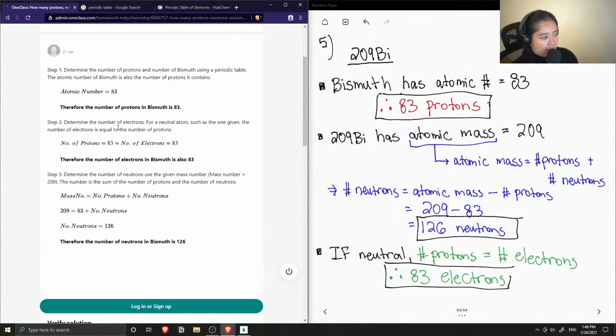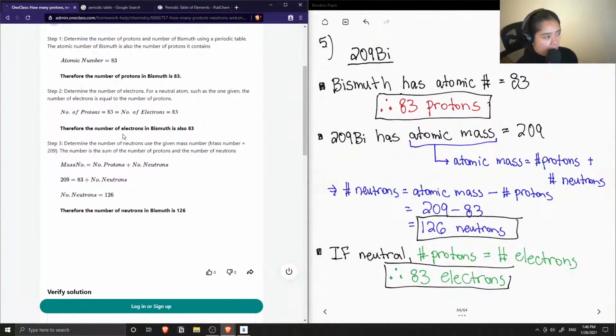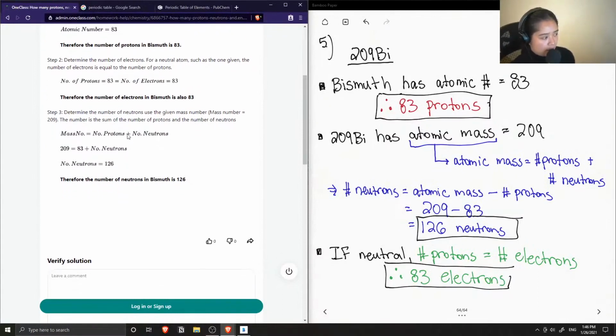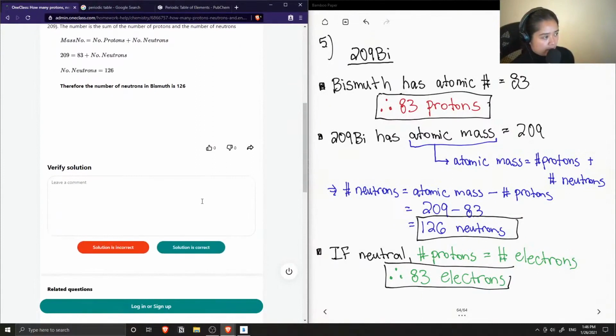Step 2 is to determine the number of electrons for a neutral atom. The number of electrons is equal to the number of protons. That's also 83. And then for step 3, to determine the number of neutrons given the mass number, which is 209, the number is the sum of the number of protons and the number of neutrons. So they got 126 neutrons. Okay, so this solution is correct.